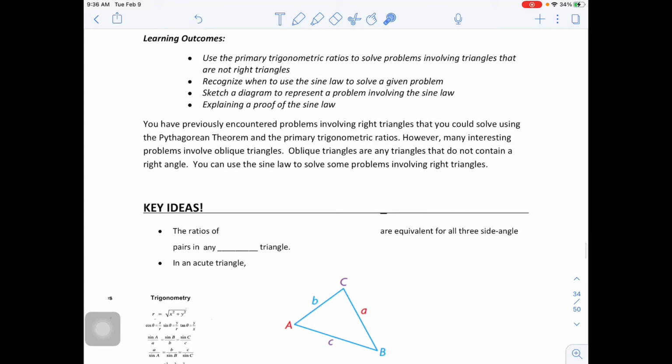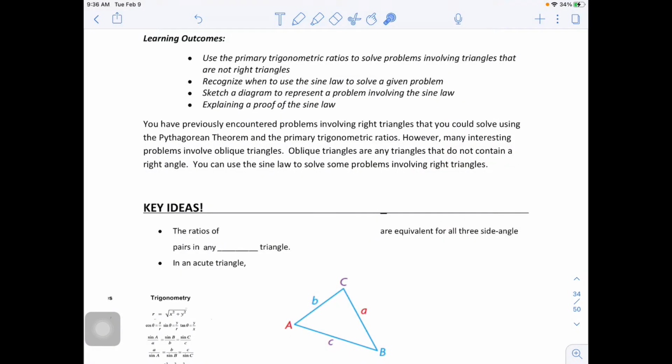Now, you have previously encountered problems involving right triangles. Just got to check my mic is on. Perfect. You have previously encountered problems involving right triangles that you could solve using the Pythagorean theorem and primary trig ratios. So this is talking about Math 10C here.